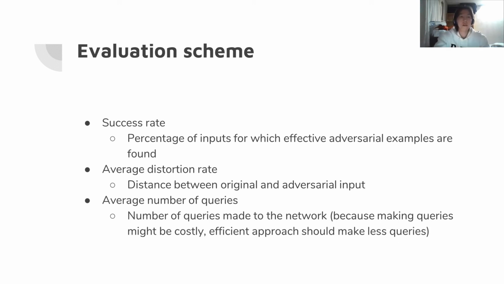And the evaluation method that we're using for our project has 3 factors. They are success rate, the percentage of inputs for which effective adversarial examples are found, because we cannot always find adversarial examples for inputs. The second one is average distortion rate, which is the distance between original and adversarial input, showing how much we change the original input to generate the adversarial one. And the average number of queries, which is the number of queries made to the network. Because making queries to the network is quite costly, an efficient approach should make fewer queries.